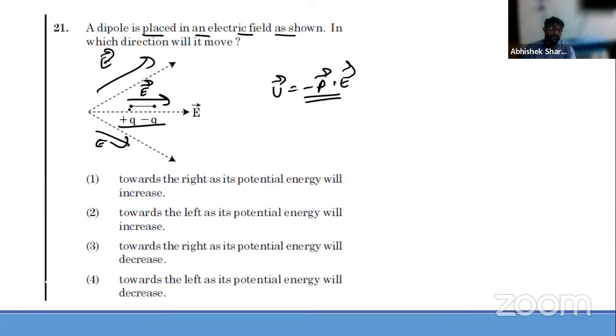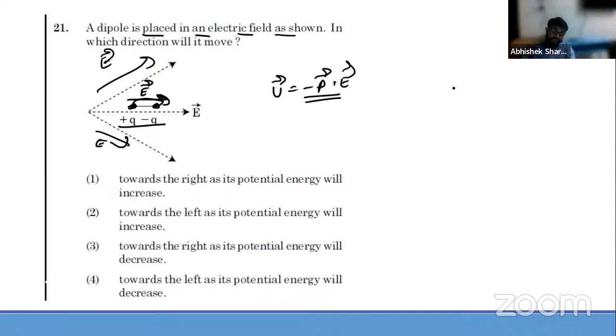So it is having a negative proportionality relation with the potential energy. So when we go from here to here, is the electric field basically decreasing or increasing? If you see here, if I'm keeping this dipole here and it is moving in this direction, the electric field is from here to here. They're asking where it will move. So it will move in such a direction.